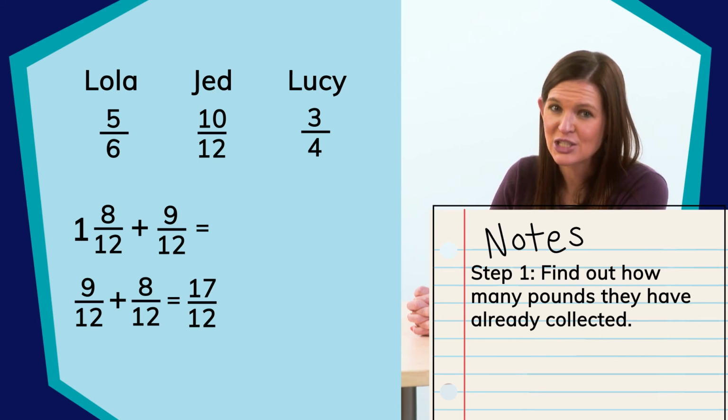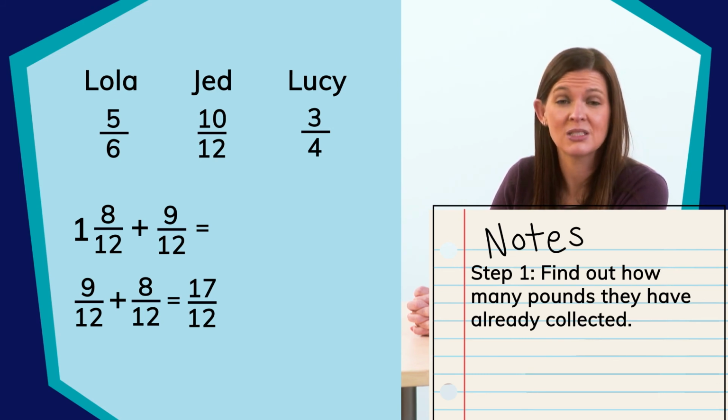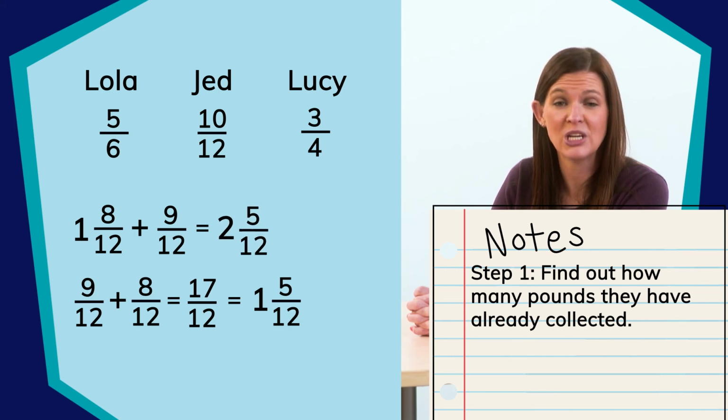Again, we have a fraction greater than 1, so let's make it a mixed number. 12 make a whole, and we have 17, so that would be 1 whole and 5/12. Great. So in total, we have 1 and 5/12 plus the 1 whole from the first sum, and that's 2 and 5/12 pounds of peaches.